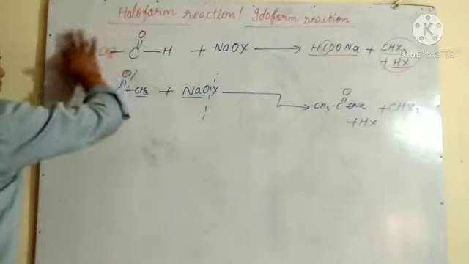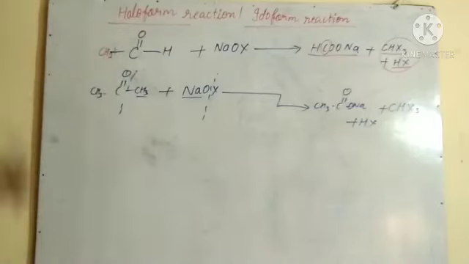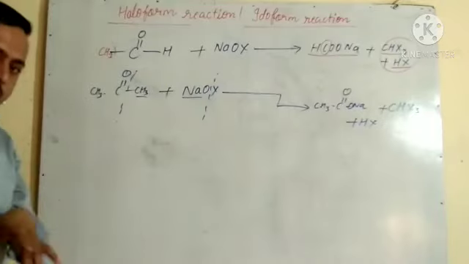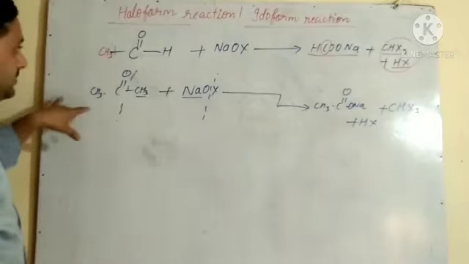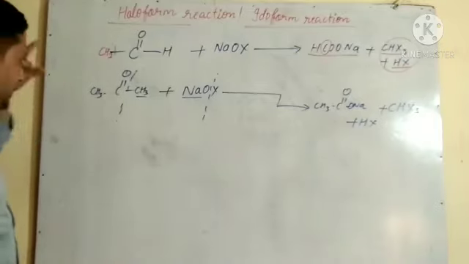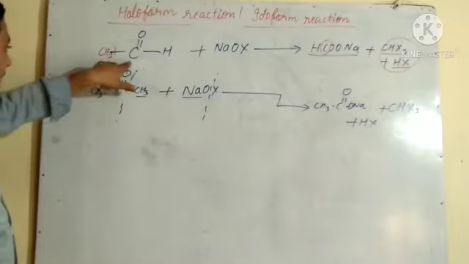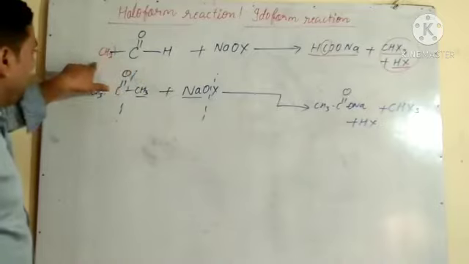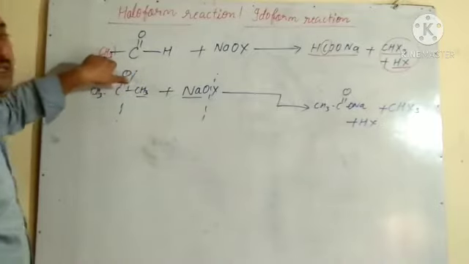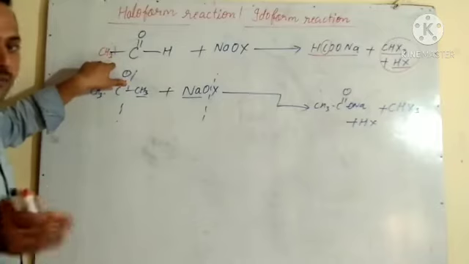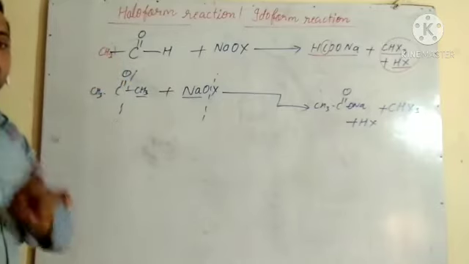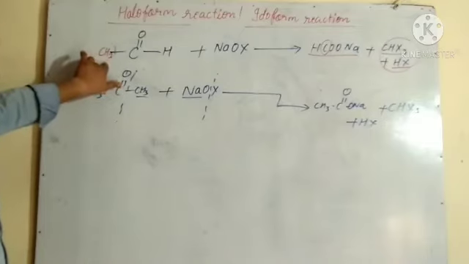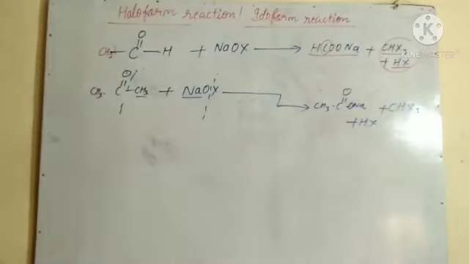This is a very important reaction. It can be used to differentiate formaldehyde and acetaldehyde, because what is the criterion, the necessary condition? The carbonyl carbon must be bonded to an alkyl group, that is methyl, ethyl, propyl, butyl, whatever it is, but at least one methyl group must be there. So this type of compound shows the haloform reaction.